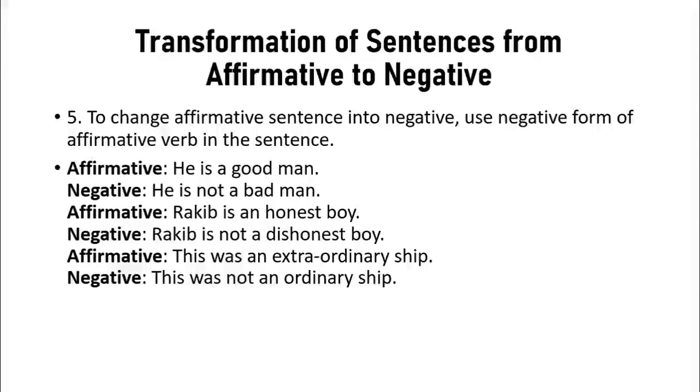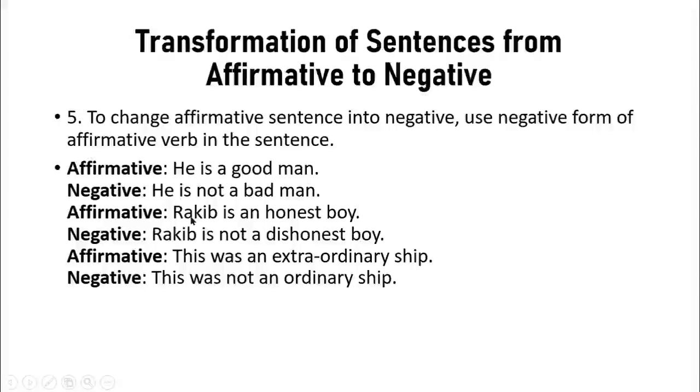So rule number 5 here. To change affirmative sentence into negative, use negative form of affirmative verb in the sentence. Okay? To change affirmative sentence into negative, use negative form of affirmative verb in the sentence. Very easy. He is a good man. So good is affirmative form of verb. Now you have to use negative form of this affirmative verb. So what is the negative form of affirmative verb good? Yes, of course, bad. He is not a bad man.